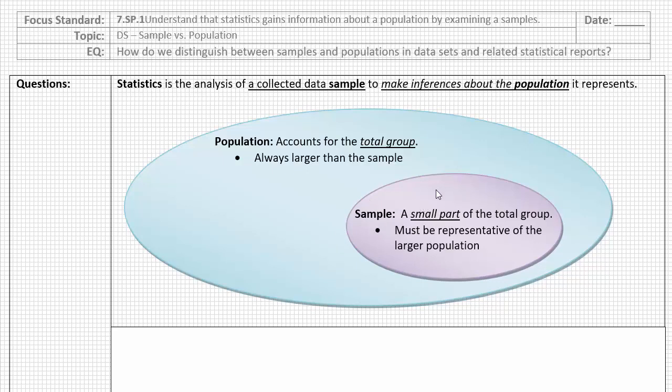It's easier then to collect and analyze data on a small group and then make inferences about the larger population. So what I'd like to do is examine 3 questions about some samples and populations so that we can determine what is the sample and what is the population. Let's go ahead and dive into our first example.